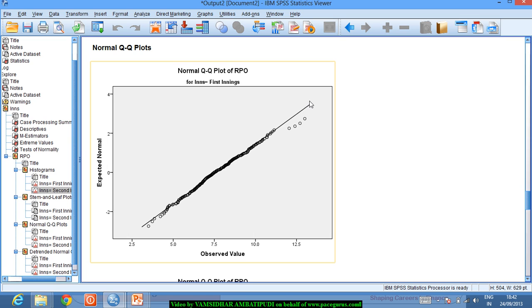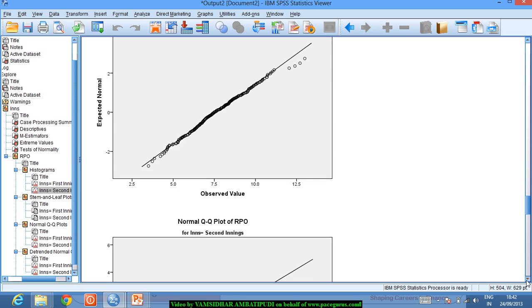Very few points deviating, and that too by a very small amount, indicates heavy normality in the data. So these are visual representations of whether the data is more normal or not. In the first innings, these are the small deviations that existed, whereas in most cases, all these points are very much lying on the normal curve itself.